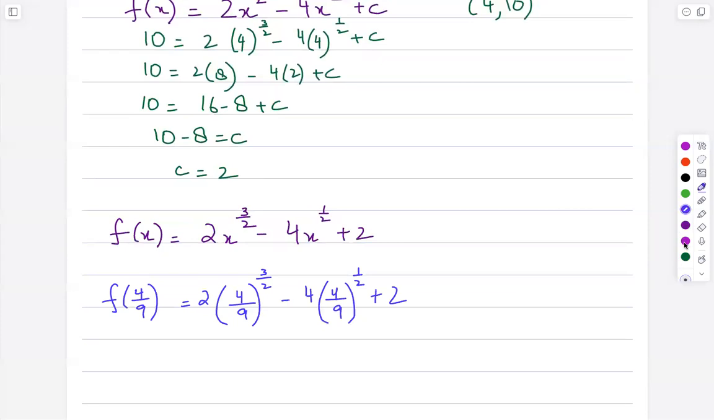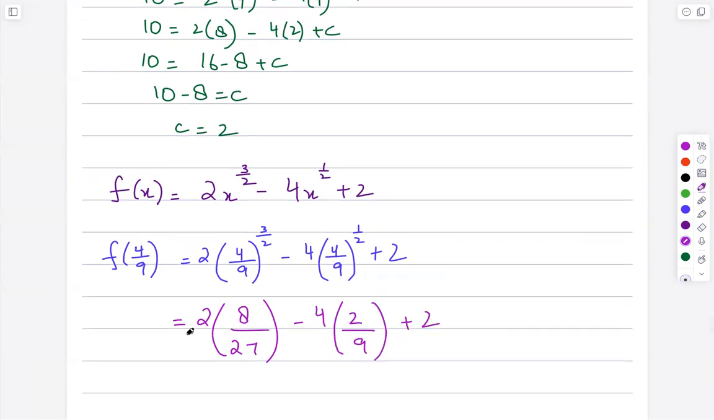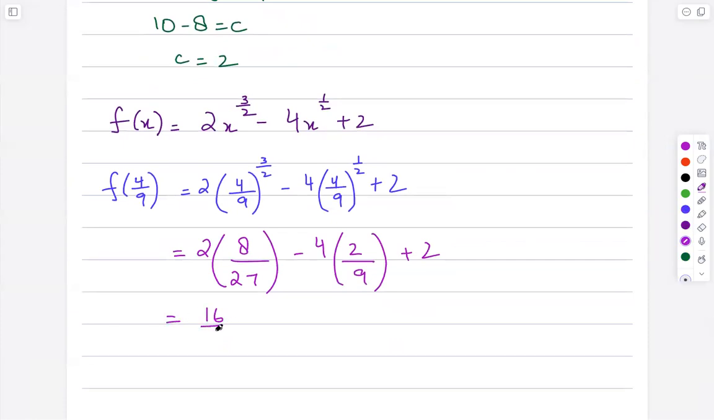We can substitute this completely in the calculator to get the y value, or the value of the function when x is 4 upon 9. The square root of 4 is 2 and 2 cubed is 8. The square root of 9 is 3 and 3 cubed is 27. Minus 4 into the square root of 4, which is 2, over the square root of 9, which is 3, plus 2. So this will become 16 upon 27 minus 8 upon 3 plus 2.